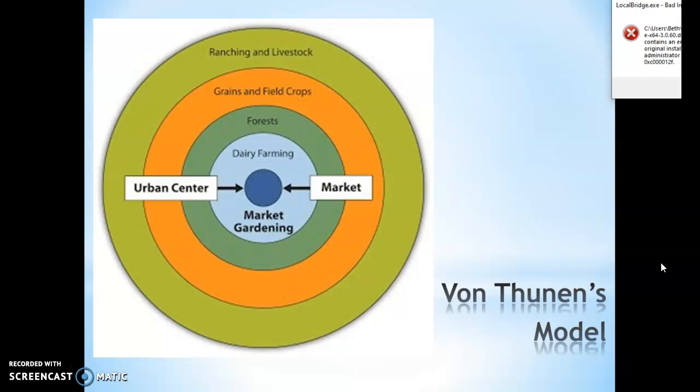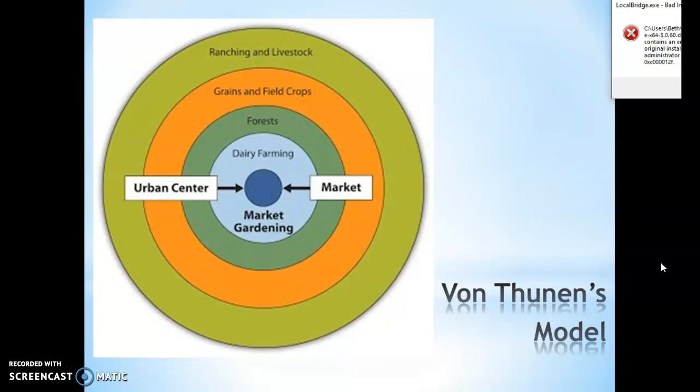Von Thunen is mid-1800s. So we're not looking at refrigeration, or preservatives that would make food last longer. So if you have something that is going to be perishable, you might be willing to spend more money on land. Based upon that, you come up with von Thunen's model.